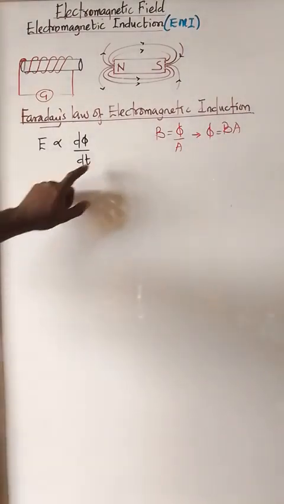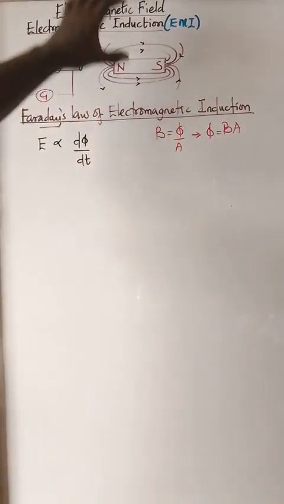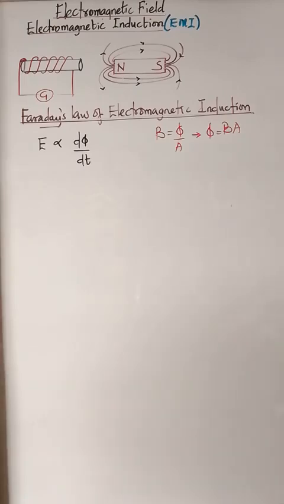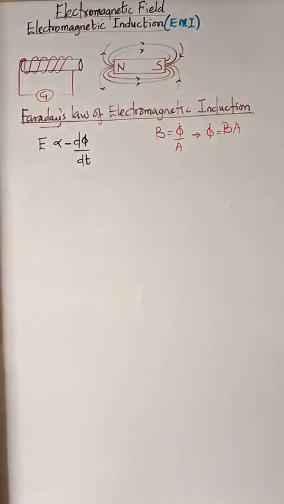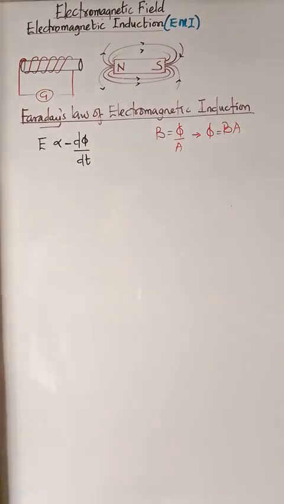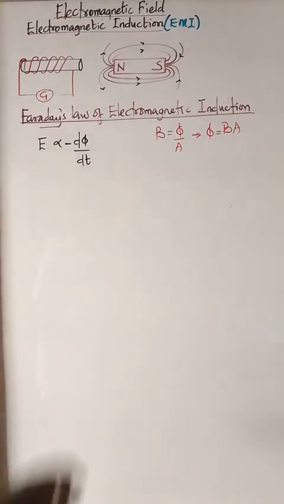So the faster the rate of change of the flux, meaning the rate of change of what? The magnetic lines of force, the more the EMF. But the thing is, we have a negative sign here. The negative sign indicates that before we can generate this EMF, work must be done on the system. So that's what this negative sign stands for, which is explained by another law called Lenz's law.